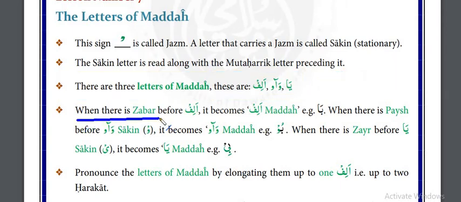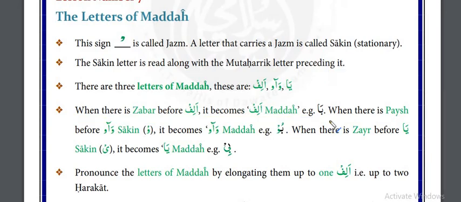When there is Zabar before Alif, it becomes Alif Maddah, e.g. Ba, Alif Zabar, Ba. Jim, Alif Zabar, Ja.